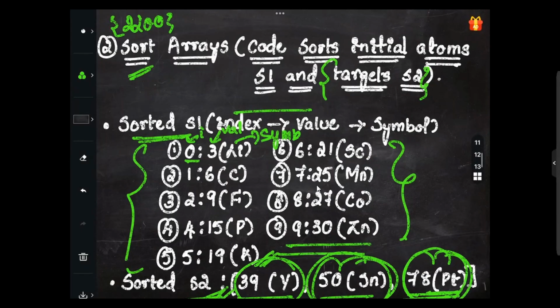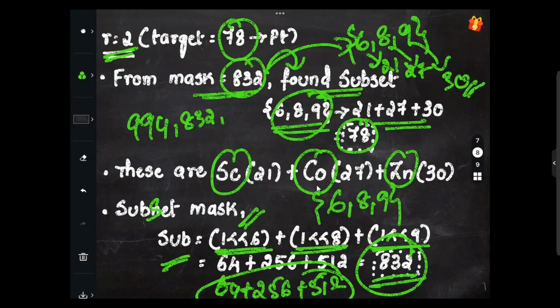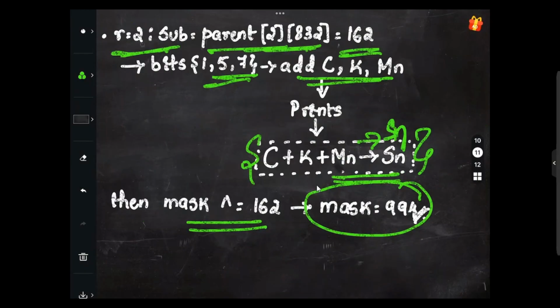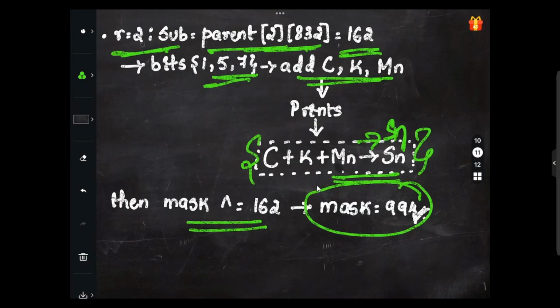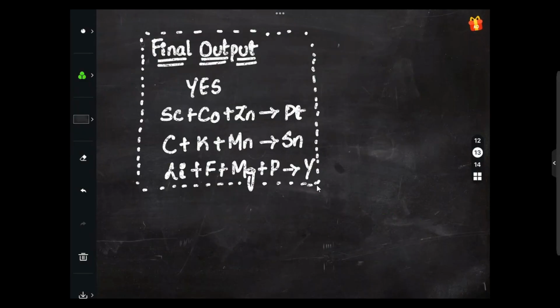So now basically we have got all the values, right? So what are the things that are equivalent to the initial sum? Basically here I'll just come, one second. So this one we have got SC plus CO plus ZN that is equivalent to the PT. So C plus K plus MN that is equivalent to the SN. And finally LI plus F plus MG plus P that is equivalent to the Y. Right? So now we will be printing that in the form of output. So the output that we got here is SC plus CO plus ZN that is equivalent to the PT.